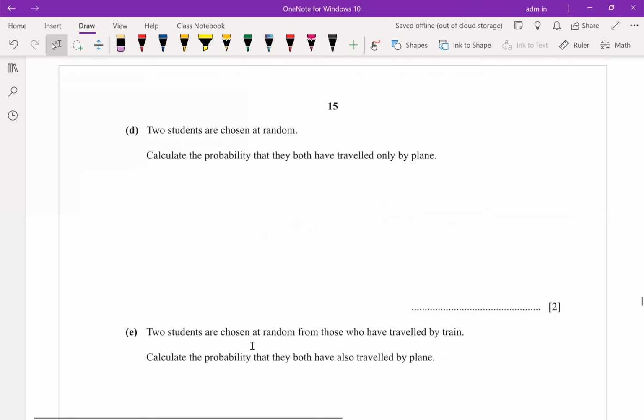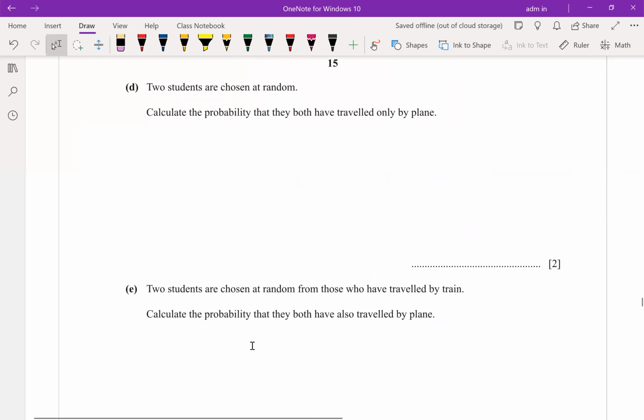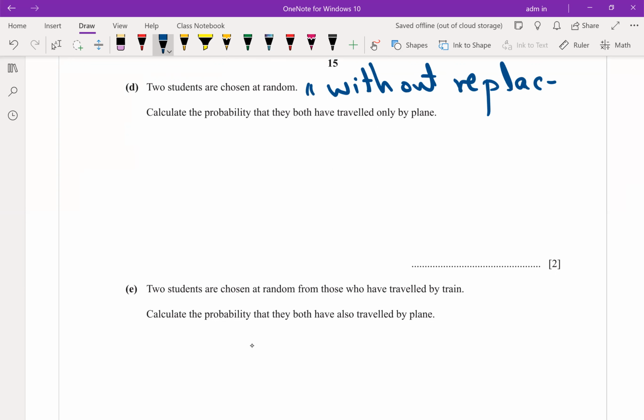This part is related to probability. Two students are chosen randomly. Is it written with replacement or without? It's not written. If it is not written, it will be without replacement. Without replacement means you have to reduce by 1 each time.